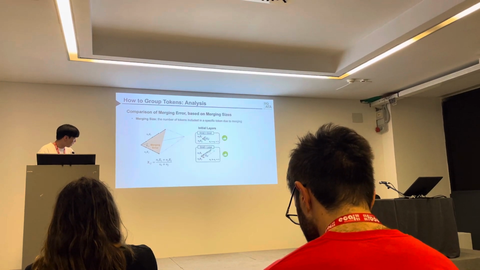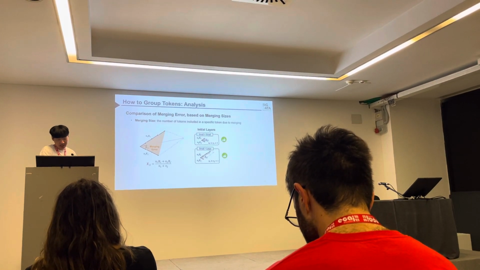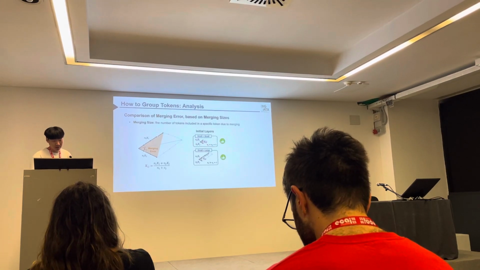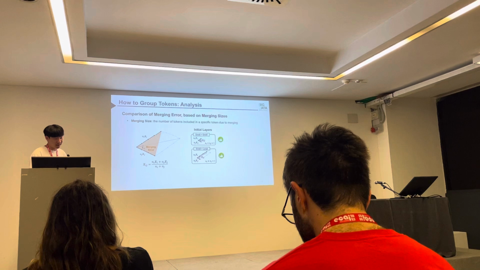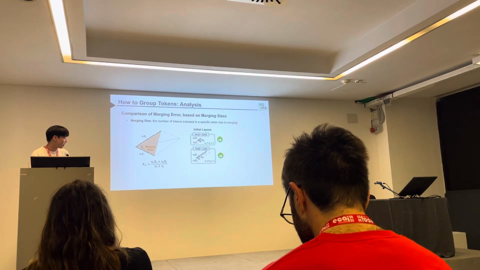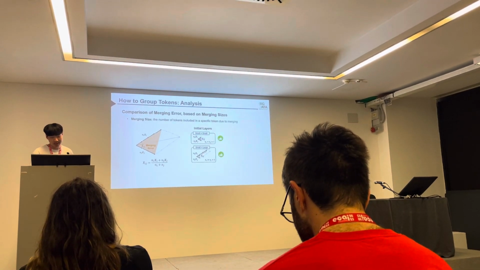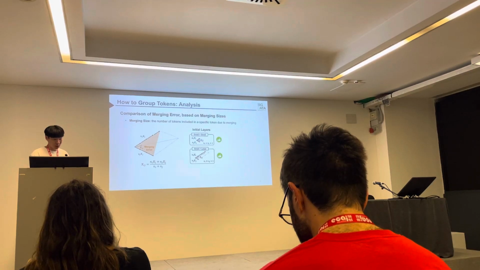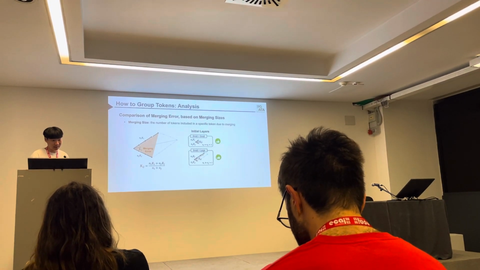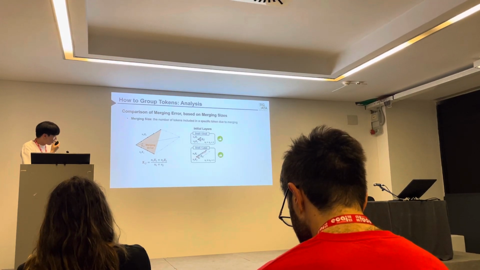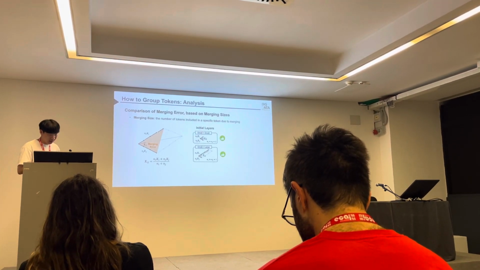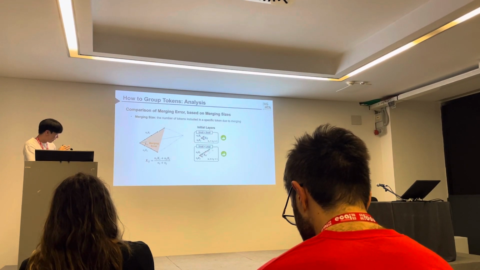So in this formula, Xij is the merged token of Xi and Xj, and here Ni and Nj are the merging sizes of Xi and Xj. So to summarize, Xij is the weighted average of Xi and Xj, and in this figure, we depicted the amount of merging error with this orange area.